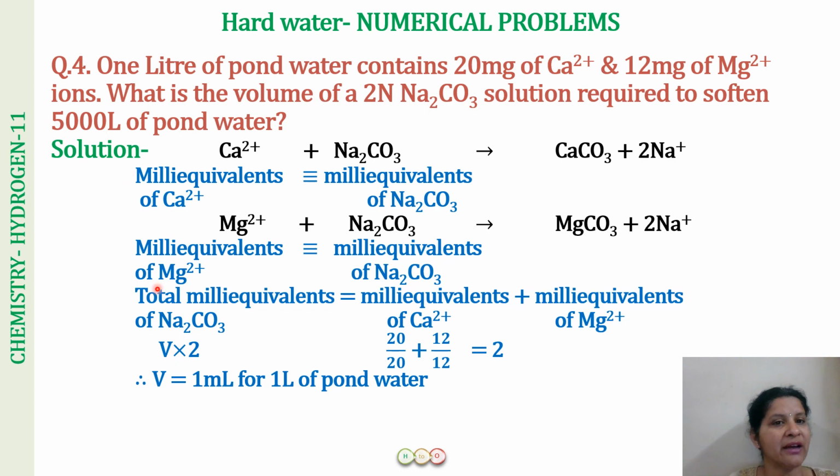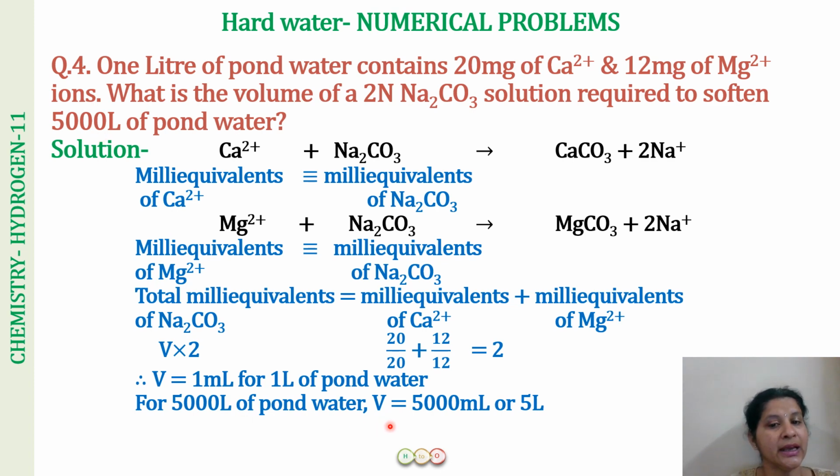Right? So we have 1 liter sodium carbonate requirement for 1 liter of the pond water, and what we have is 5000 liters of the pond water to be treated. So therefore, for 5000 liter of the pond water, we will be requiring how much? 5000 ml or 5 liter of the sodium carbonate solution, that is 2 normal.